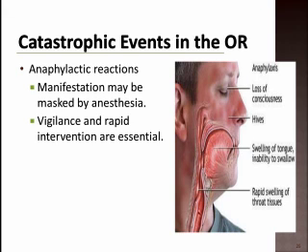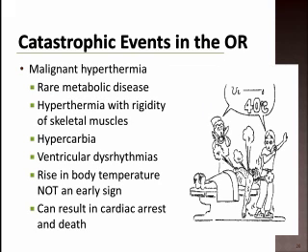Latex allergy has become a particular concern in the perioperative setting, given the use of gloves, catheters, and many other devices containing natural rubber latex. Reactions to natural rubber latex range from urticaria to anaphylaxis, with symptoms appearing immediately or at some time during a surgical procedure. Latex allergy protocols should be set up in each institution so that a latex-safe environment can be provided for susceptible individuals. Catastrophic events in the OR.